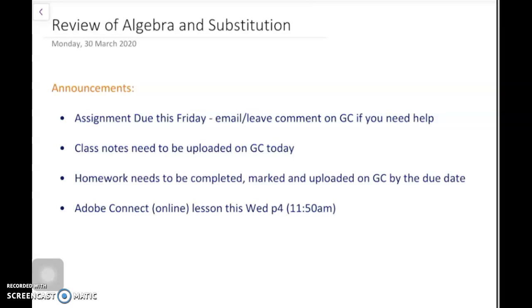I want to first start by thanking those of you who have been working really diligently the last week and uploading all your work and really having a positive attitude despite the way we have changed the way we are learning right now. So I want to encourage you to keep up the good work. And if you need any help, if you have any questions, you can leave a comment on Google Classroom or you can send me an email.